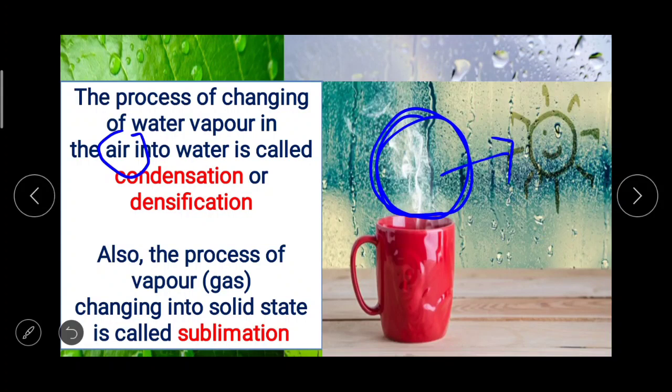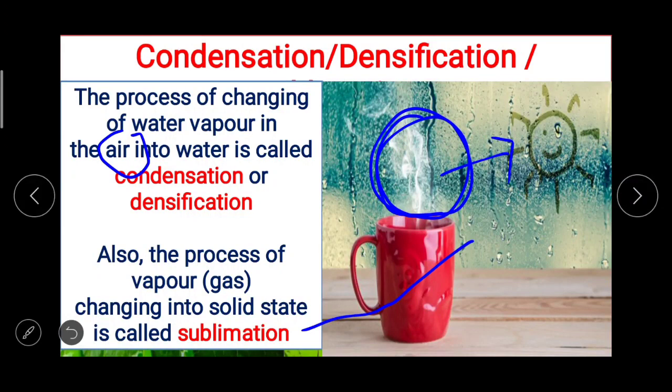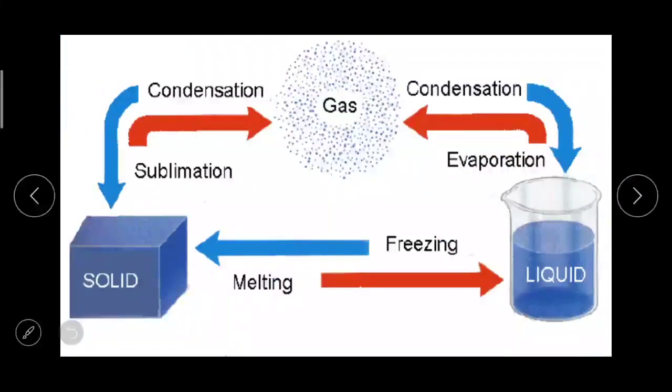Also the process of vapor changing into solid state is called sublimation. So the basic difference between condensation and sublimation: in condensation, the process of changing of water vapor in the air into water is condensation, and when vapor changes into solid state, it is called sublimation. If the temperature of the air reduces, its vapor holding capacity also reduces.